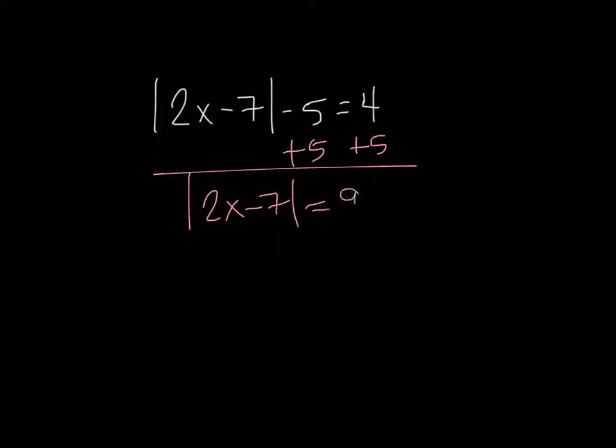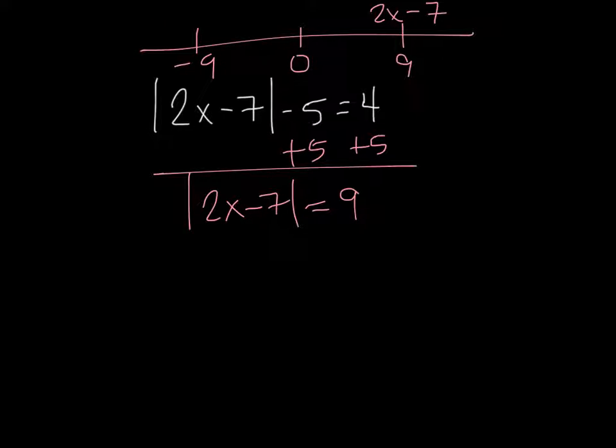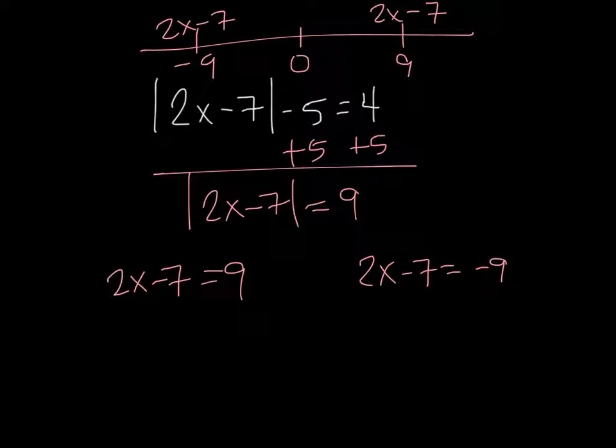Okay, so now I get the absolute value equals 9. Now I can look at my number line, put a 9 and a -9, and I can say that 2x minus 7 is at 9, or 2x minus 7 is at -9. Now I can separate into two separate equations. 2x minus 7 equals 9, or 2x minus 7 equals -9. And then I start solving.